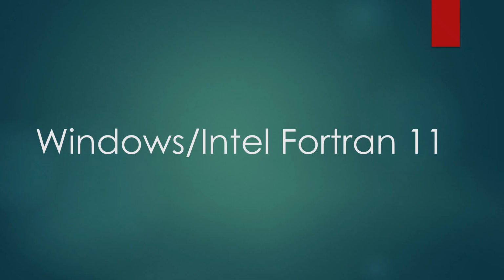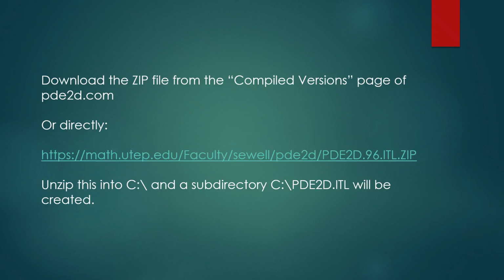If you have Intel Fortran already on your Windows system, there is also a Windows version compatible with Intel Fortran 11 and probably any later version, but not necessarily earlier versions. To use this version, download the zip file from the compiled versions page of PDE2D.com, or you can download it directly from the URL given here. Unzip this file into the top level of your hard drive, and a subdirectory pd2d.itl will be created with everything in it.